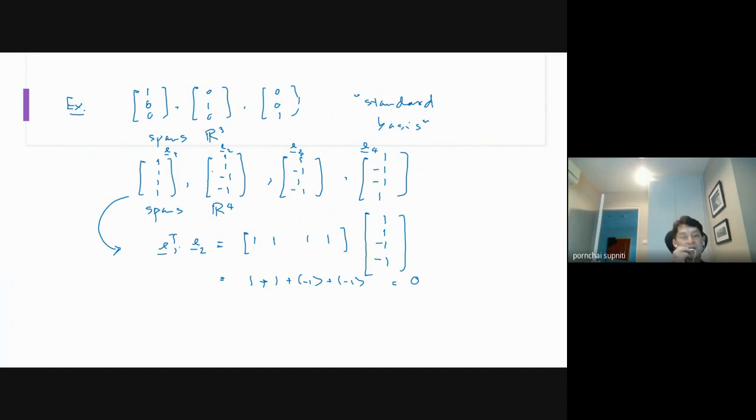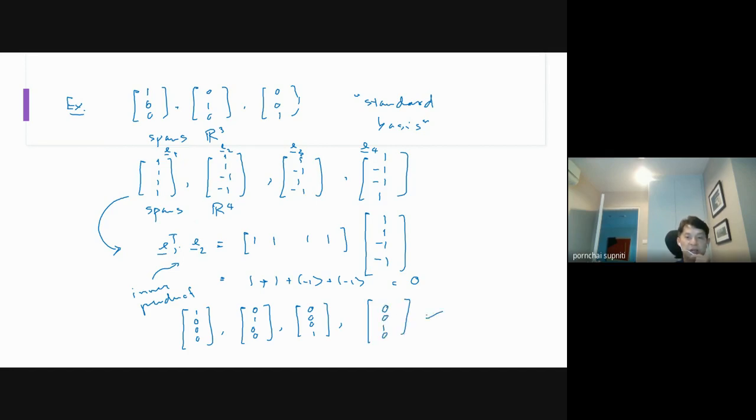And you can try this on any pairs. For any pair of these four column vectors, when you do the multiplication, which you can also call the inner product, you get all zero. Of course, you can also look at the very standard basis for four dimensions, which is 1, 0, 0, 0, then 0, 1, 0, 0, then 0, 0, 0, 1, and 0, 0, 1, 0. So this will be a standard basis for R to the fourth, or the four-dimensional vector space.